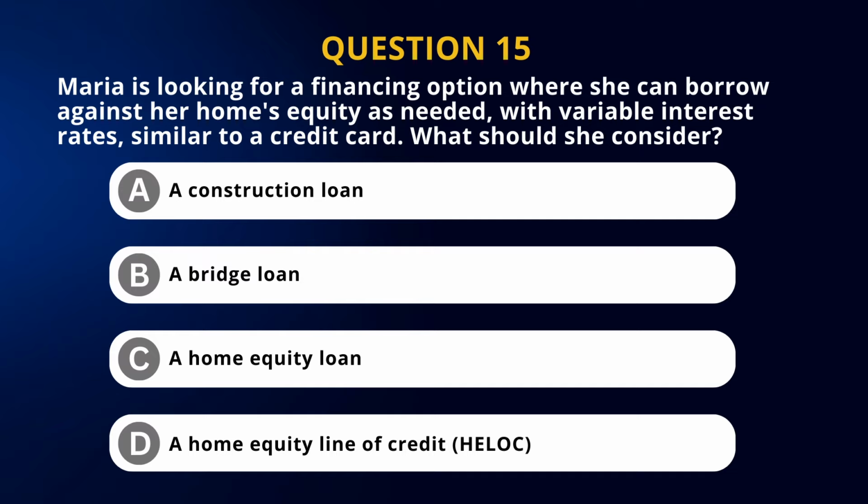Question number 15. Maria is looking for a financing option where she can borrow against her home's equity as needed with variable interest rates similar to a credit card. What should she consider? Letter A, a construction loan. Letter B, a bridge loan. Letter C, a home equity loan. Letter D, a home equity line of credit.